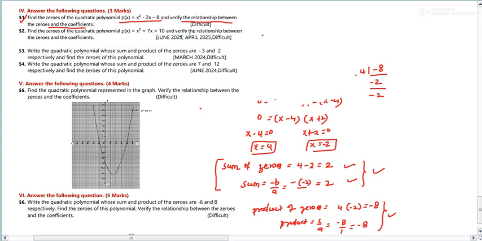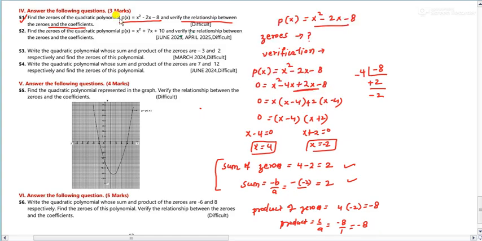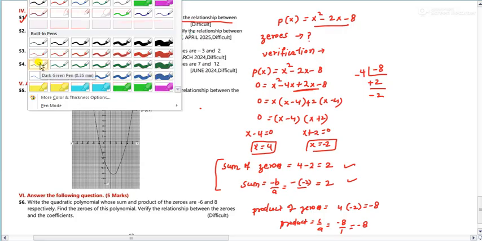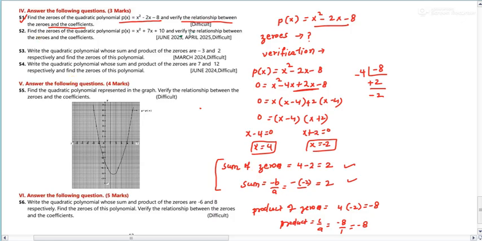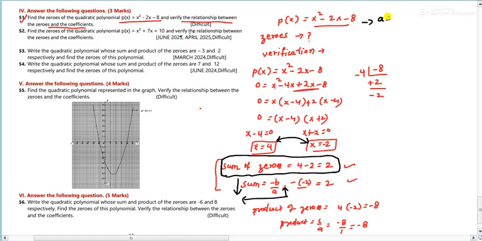No, you can see here. Just a minute. See here. Can you see this? This is based on the zeros which we got. And now the below part is the verification part using the coefficient formula, minus b by a. As per this question, a is 1, b is minus 2 and c is minus 8, right?